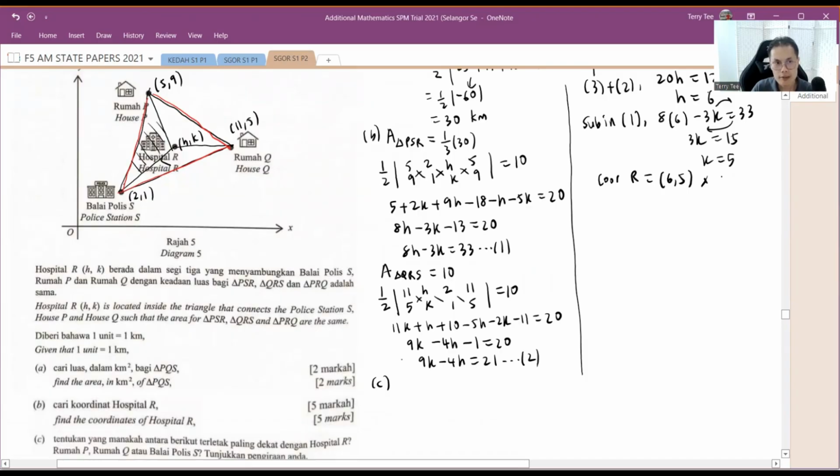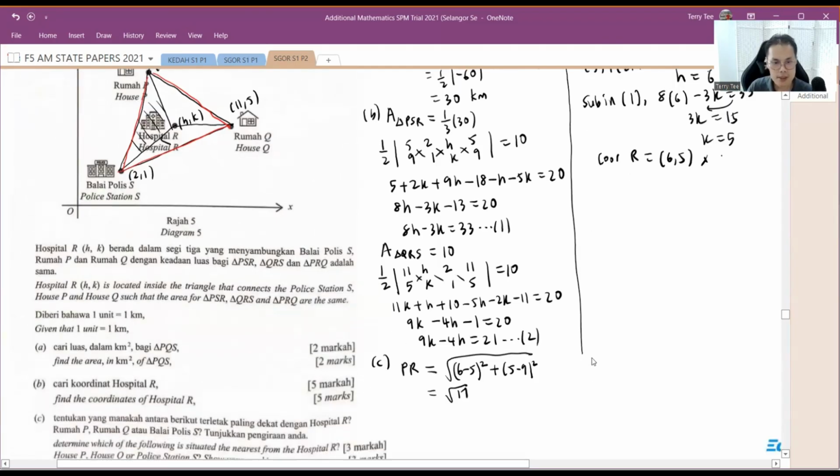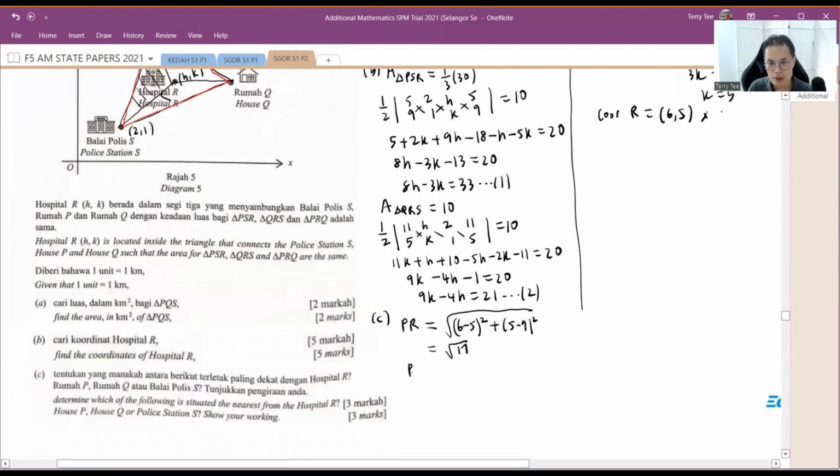Now, we need to find the distance between each one. So we have to do one by one, no choice. So let's start with house P to hospital R. We take 6 minus 5 squared. Use the formula for distance. 5 minus 9 squared, square root. That's your PR. Okay, so this is 1 and 4. Square root 17. I think square root 17. Okay, I don't have enough space here. I'll continue with Q with R.